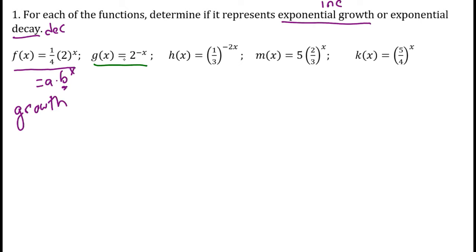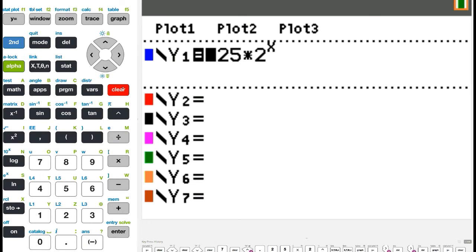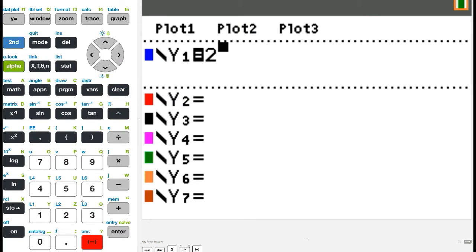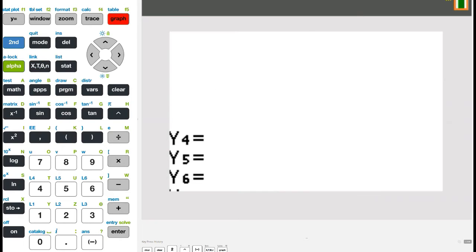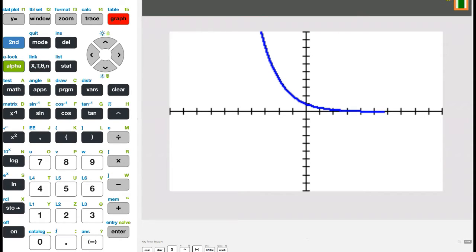g of x is equal to 2 to the negative x. Well, you might say, well, the base is 2, so it's growth. But notice how the exponent is negative x. That changes things up. So let's look at a graph to see what it looks like. 2 to the negative x. If I hit graph and look at this, we see it's decay. So it's clearly exponential decay because it's decreasing.